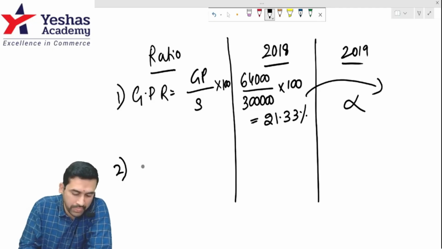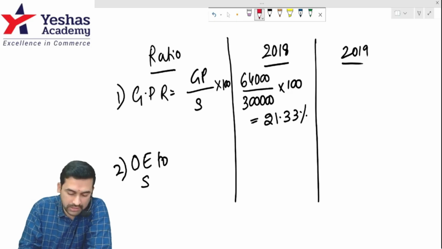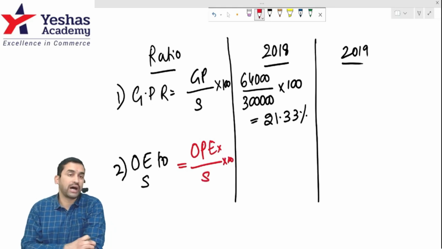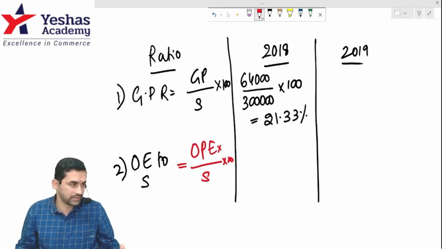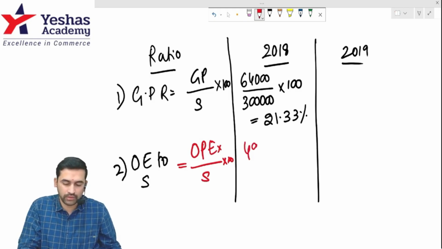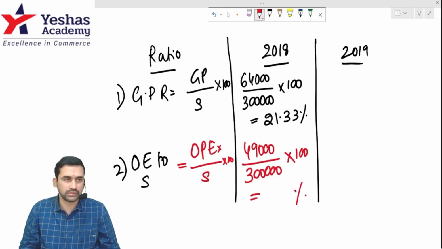Second one, operating expense sales ratio. Easy to understand. Operating expense divided by sales into 100. Now, operating expense after GP, they've given warehousing and this and that, a small list of 4 items. How much is that number? To be divided by 3 lakh into 100. More than the number in the calculator. What is the meaning of this?